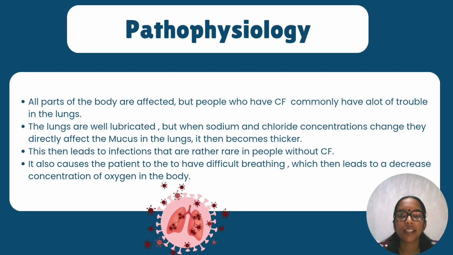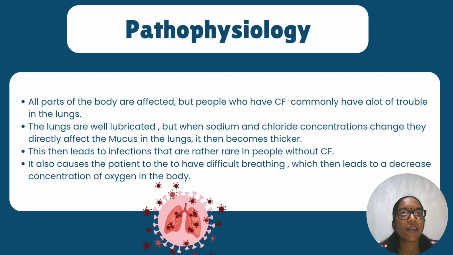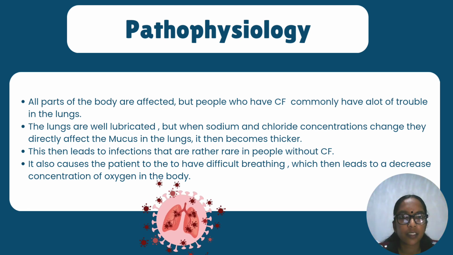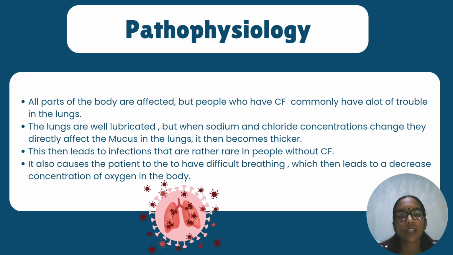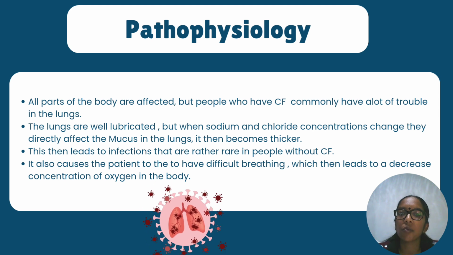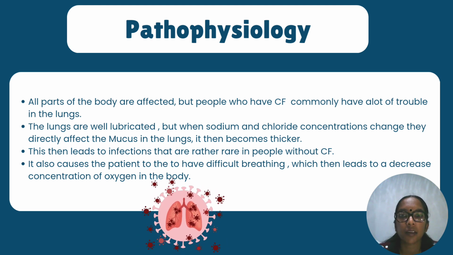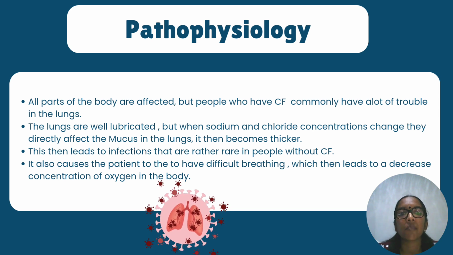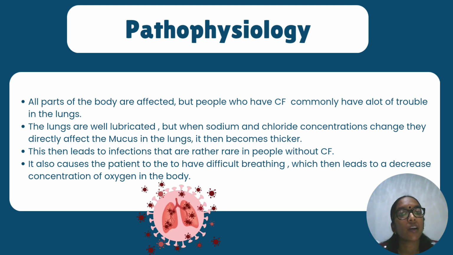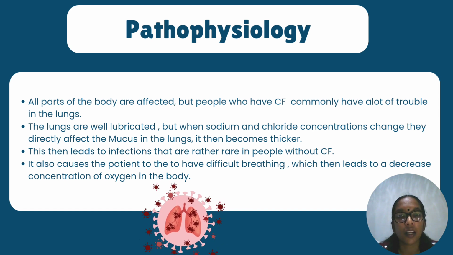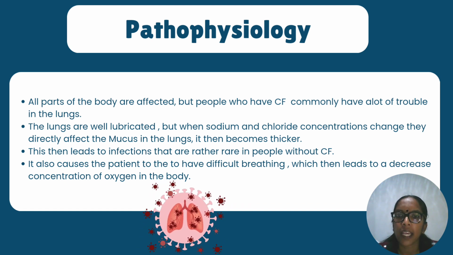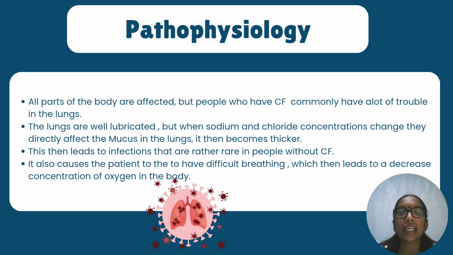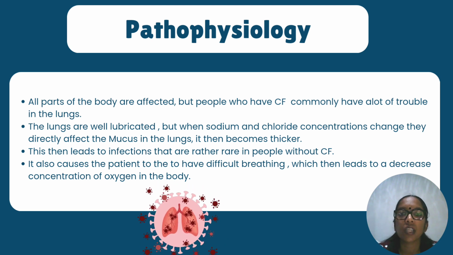All parts of the body are affected, but people who have CF commonly have a lot of trouble in the lungs. The lungs are generally well lubricated, but when sodium and chloride concentrations change, they directly affect the mucus in the lungs. It then becomes thicker. When it becomes thicker, it leads to more infections that are rather rare in people without CF. So now we have a recurrent infection rate in a person with CF. It also causes the patient to have difficulty breathing, which then leads to a decrease in concentration of oxygen in the body.